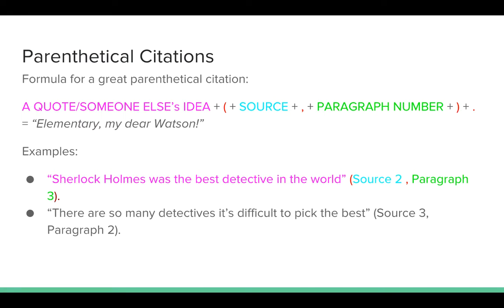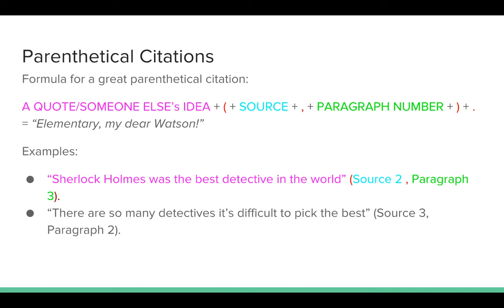And here are some examples so you can see. So we've got our quotation at the very beginning. Then we've got our parentheses, then a source number, a comma, and a paragraph number, and then another parenthesis and our period, okay? So that's what a parenthetical citation is. You guys understand that? Like parenthetical, parentheses, get it? It kind of makes sense, right?